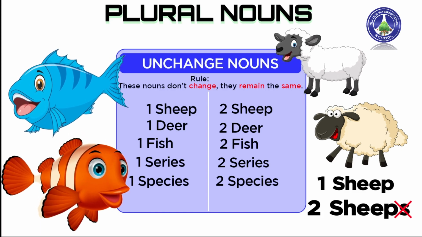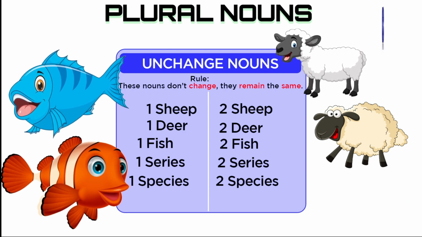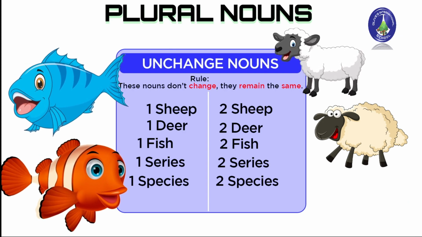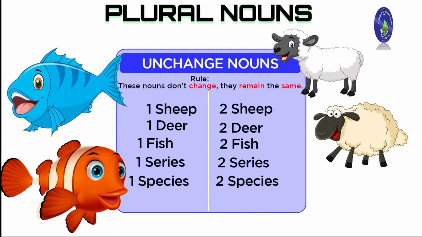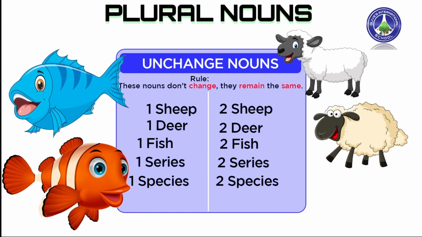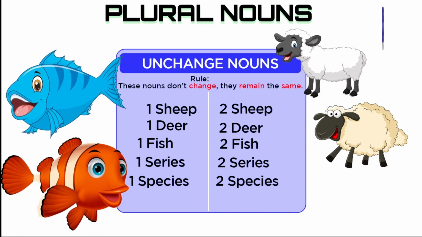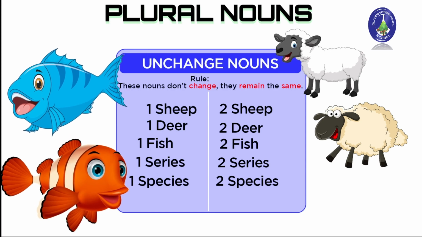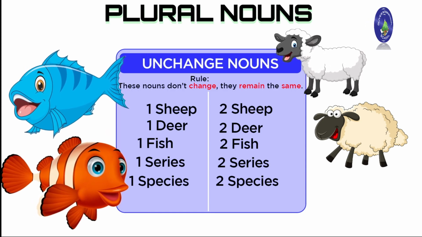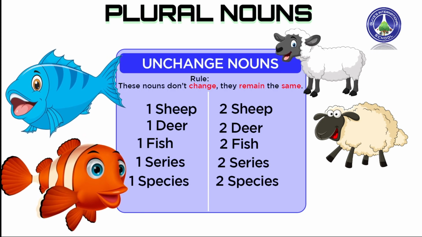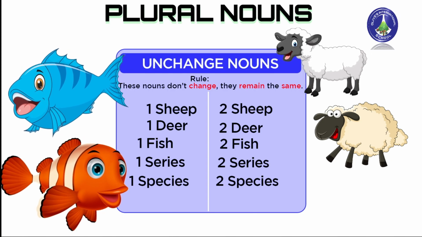We do not say two fishes. One series, two series. One species, two species. You can see there is no change. There are more irregular plural nouns, such as cactus becoming cacti in the plural. These rules will appear in another more advanced English video. You don't really need to learn them at this stage, unless you are a scientist or an English teacher.